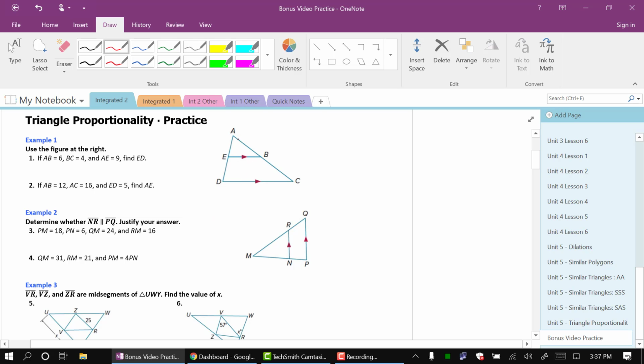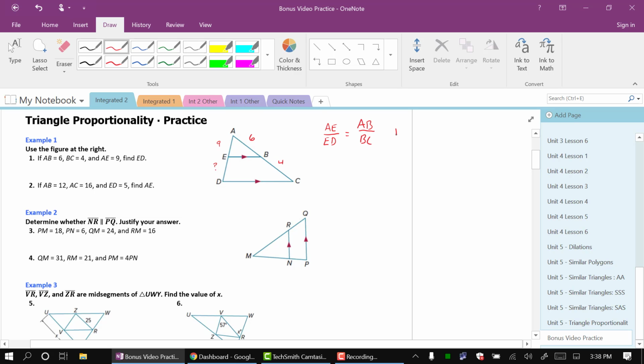So if AB, this little part right here, is 6, and BC, this little part right here, is 4, and AE, this part right here, is 9, we want to find this part right here, ED. This is our unknown. So I know that these are both parallel to each other. So I can set up AE divided by ED equals AB divided by BC.